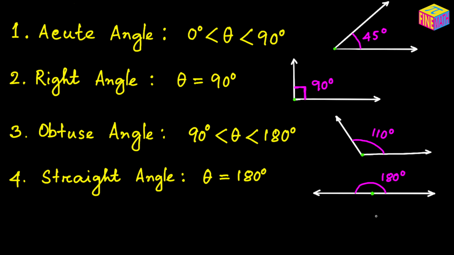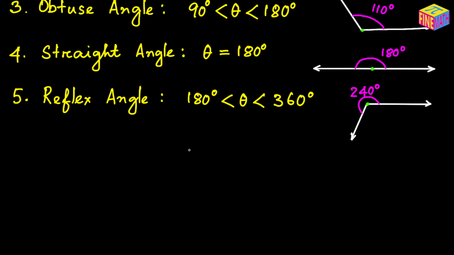Then the next type of angle that we are going to discuss is called a reflex angle. So let's see how the reflex angle looks. A reflex angle is an angle which is larger than a straight angle but less than 360 degrees. So a reflex angle size will be between 180 degrees and 360 degrees.